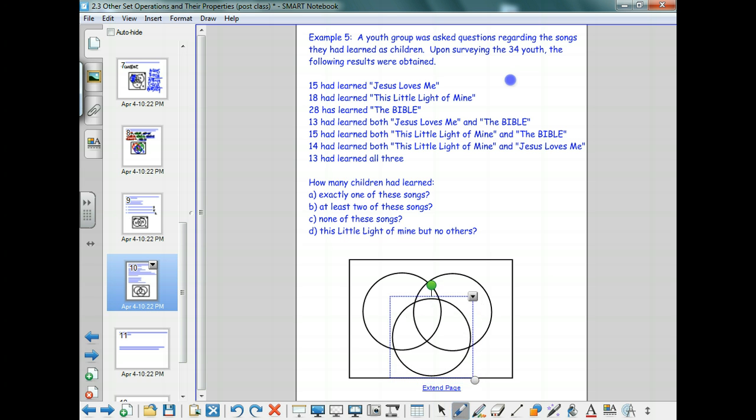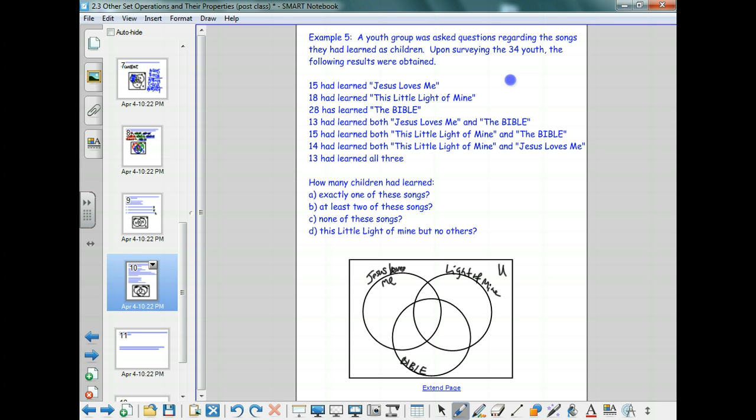Okay. So one of my circles is going to be, what do we want to do first? Jesus Loves Me? What's the second one? This Little Light. Okay. And then the third one? Excellent. All right, I've got my circle. Oh, and here's my U on the outside.